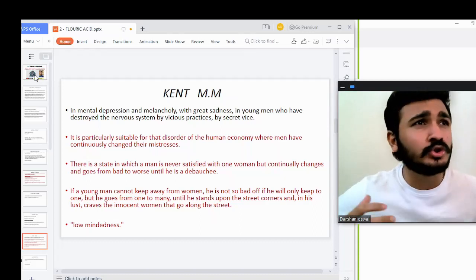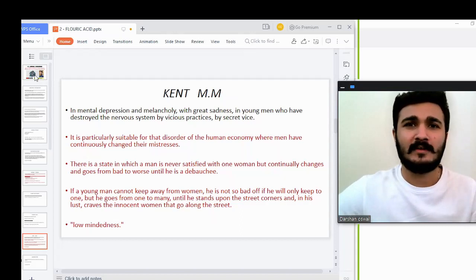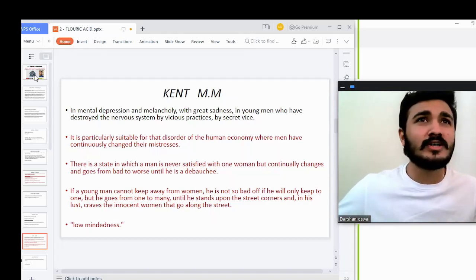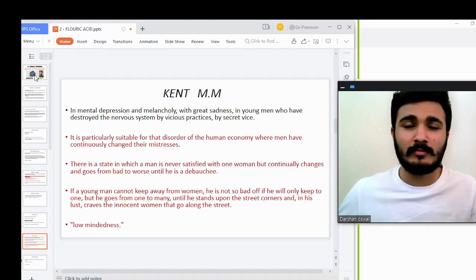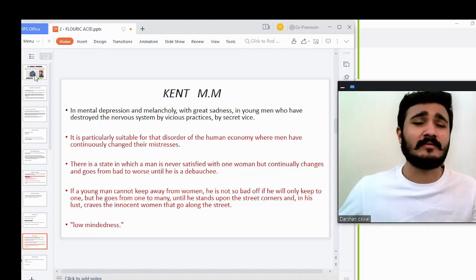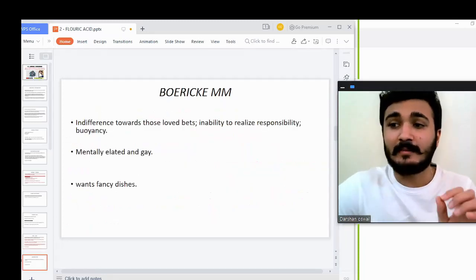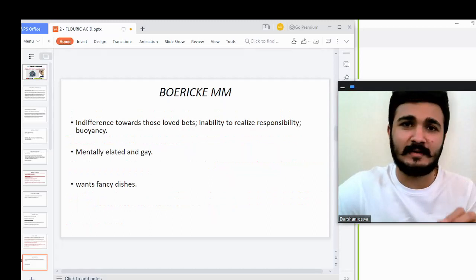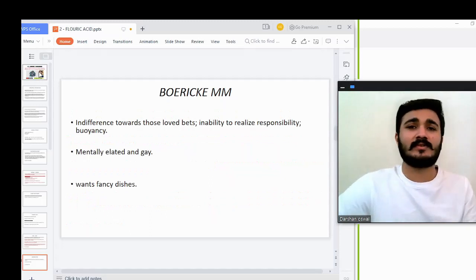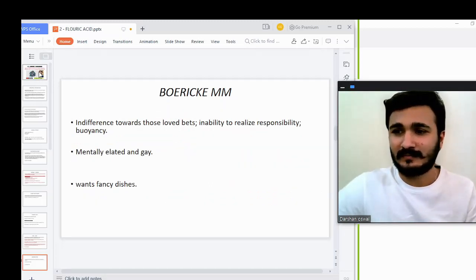And there is a lot of show in fluoric acid. Show that I'm having so many girlfriends, I'm having so much money, I'm having so many cars. He will like to show. Indifference to those loved best, inability to realize responsibility. Again, the same thing written by Boericke. So this symptom is very, very important in fluoric acid.